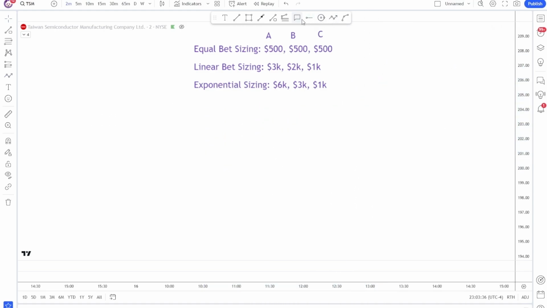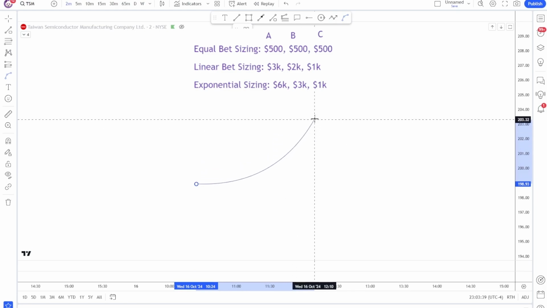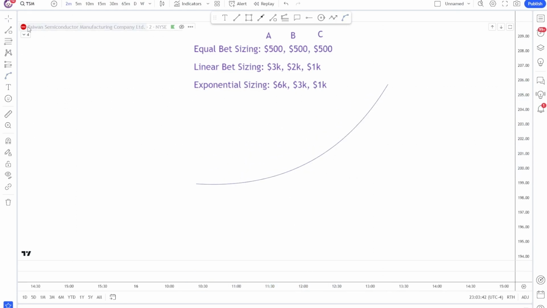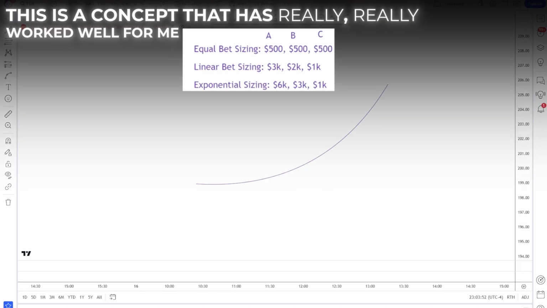And then there's exponential bet sizing, which kind of breaks out the curve where you have something like this. And actually I will pull in an example and just show you my equity curve. This is a concept that has really worked well for me.